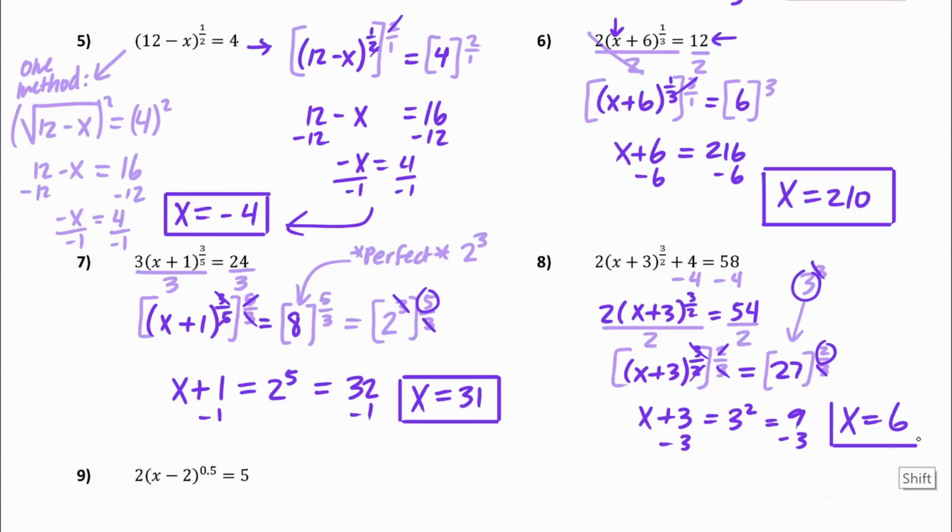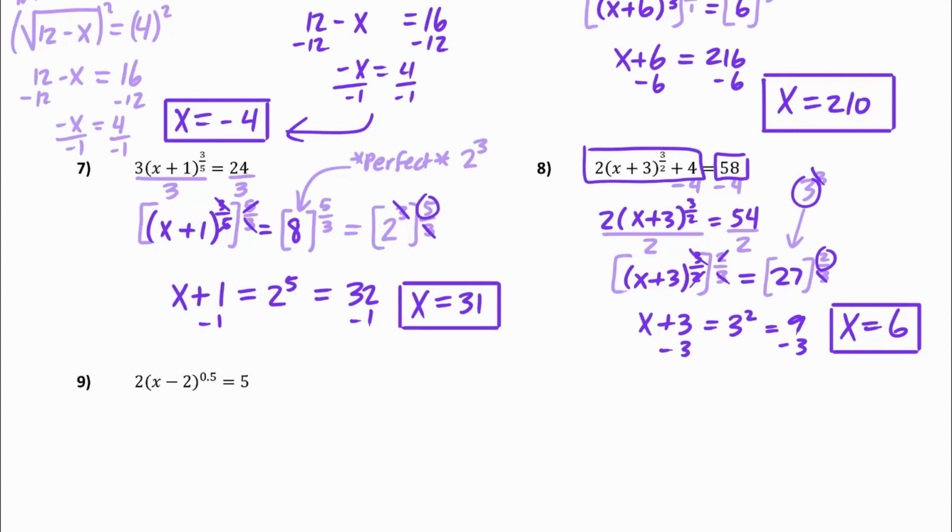Sometimes it is nice, if you are not sure if you skipped a step or did something weird, to go ahead and check that. Put that whole thing in. If you type this left-hand side out, you should get 58 when you press equals on your calculator.